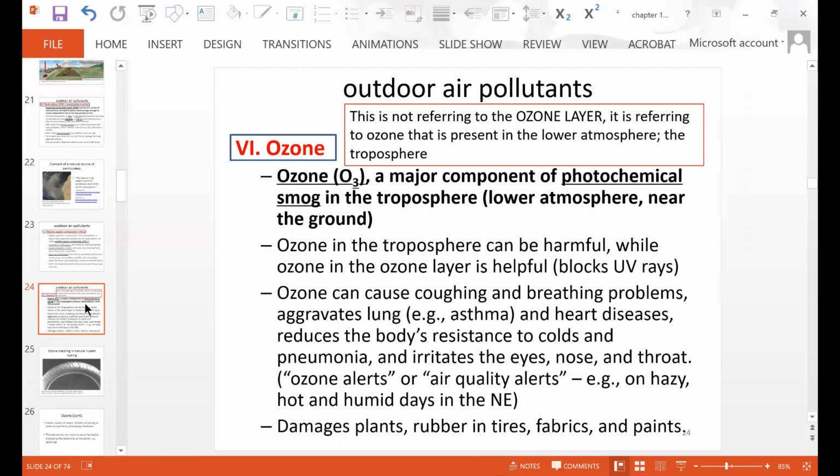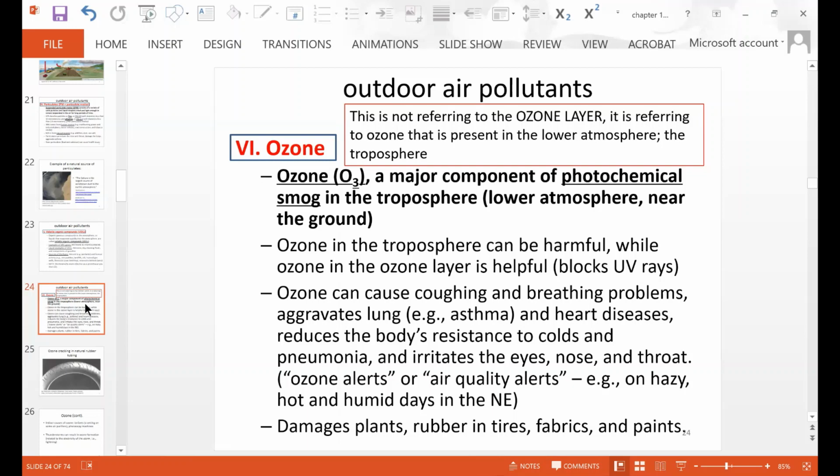Ozone in the troposphere can be harmful. It could cause coughing and breathing problems and aggravate lung and heart conditions. It can reduce the body's resistance to colds and pneumonia and irritate the eyes, nose, and throat.